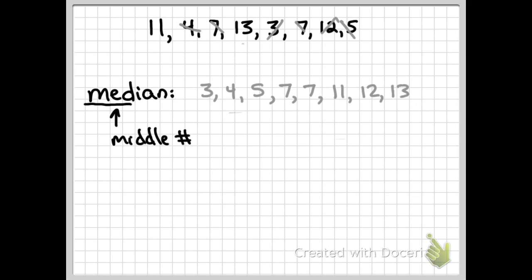As we said before, there were 8 numbers. So we go 1, 2, 3, 4, 5, 6, 7, 8. The middle number would go right here, right in between these 7s. So in order to find the middle number, we take the average, or the mean. We add 7 plus 7, that's 14. And since there are 2 numbers here, we divide by 2. So our median is 7.